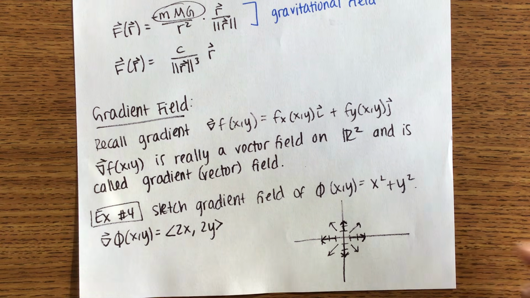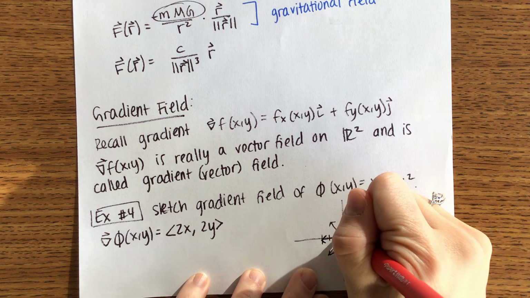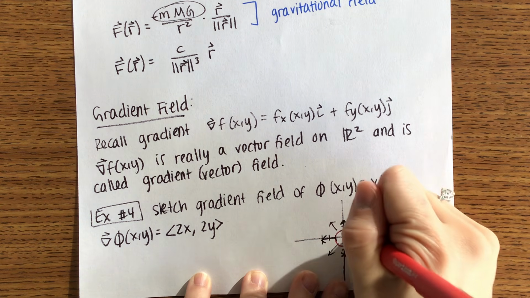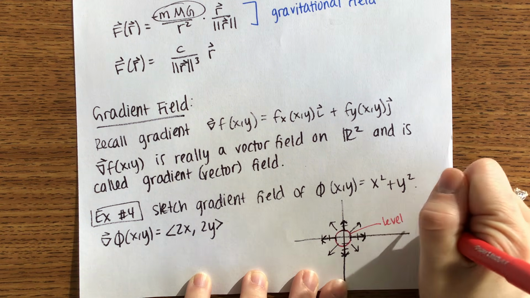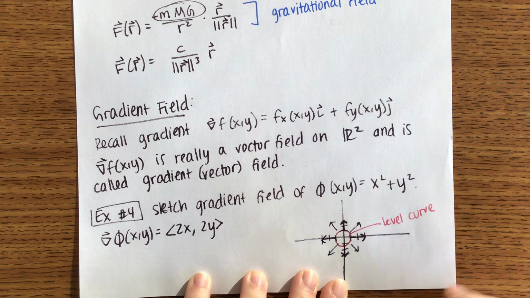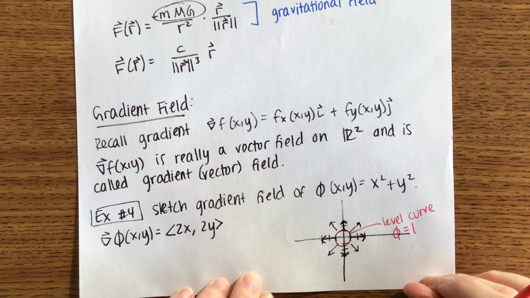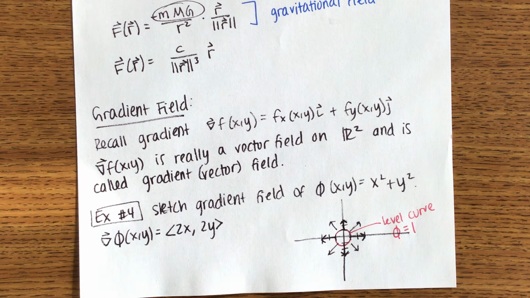So do you see what I'm doing? Okay. Here's what's important for this one. Do you see how they all start at this circle right here? Okay. So that circle is a level curve. Specifically, that's the level curve where phi is 1. That level curve is not part of your gradient field, but it's interesting to know.